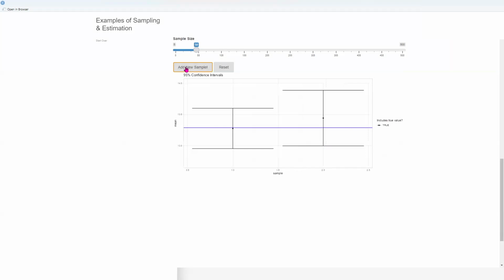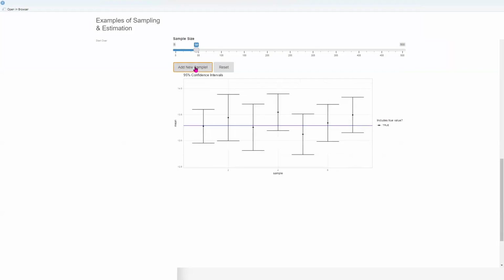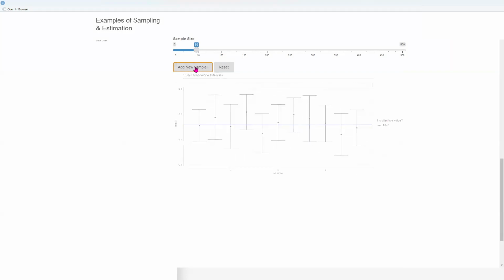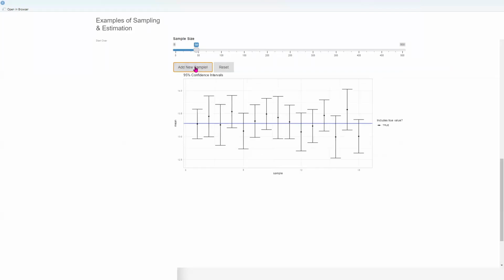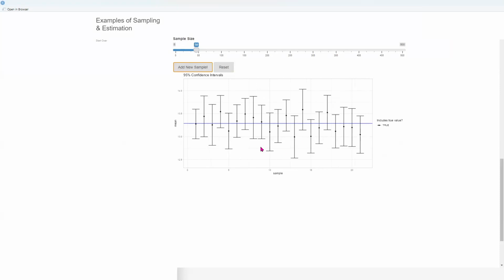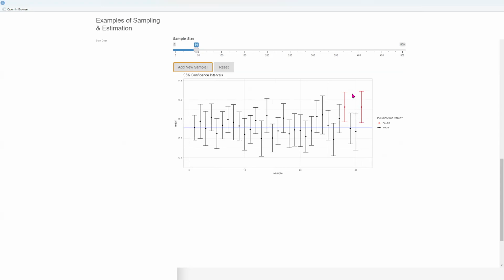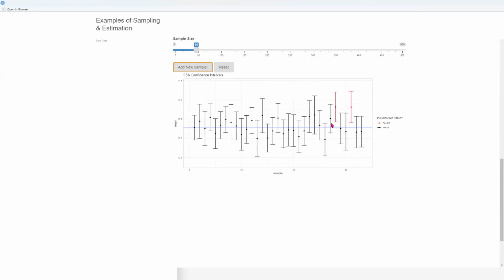If we add a new sample, we get a different sample mean and a different confidence interval, which again includes the true population value. If we keep producing repeated samples, at some point we will get one that does not include the true population value. We have produced 20, still none. So this is a probabilistic thing. Here we have the first one, to make it easy to identify them. Those in red are those that do not include the true population value.